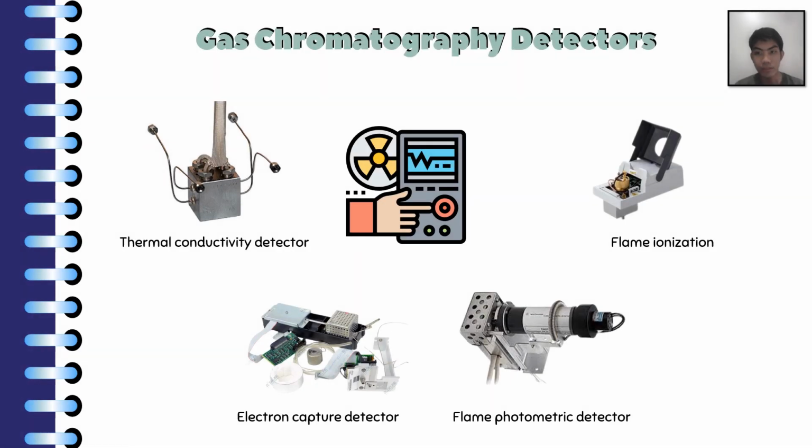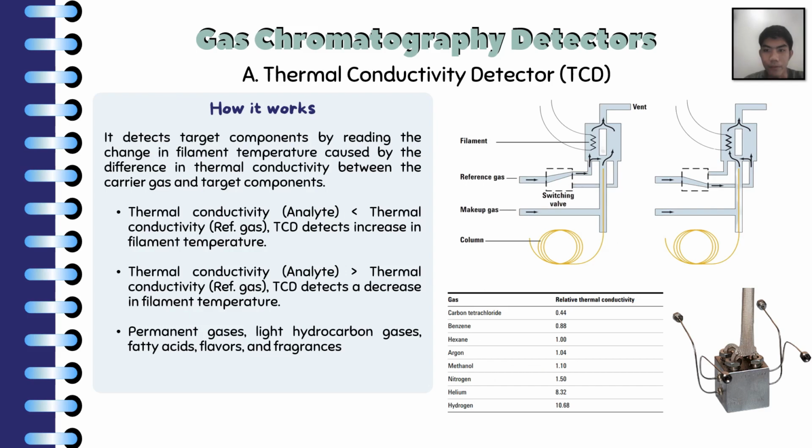Now that we know the different types of chromatography techniques, how we prepare the samples depending on which type, and the different columns that come with it, it's now time to venture into the different detectors that this instrument is using. Let's start with gas chromatography. The first on the list would be the thermal conductivity detector, or also called TCD.